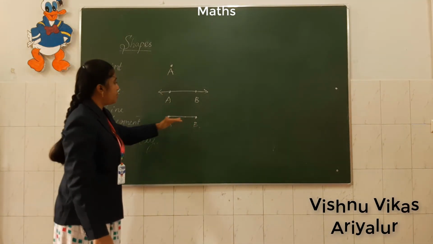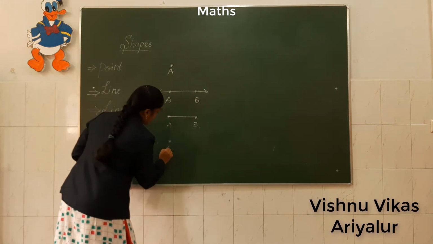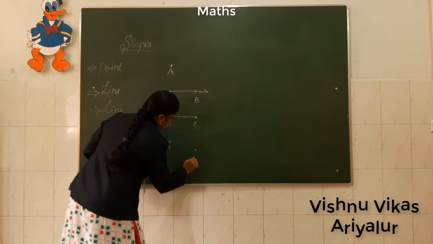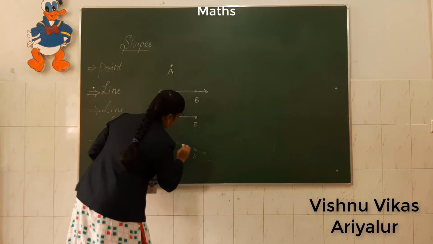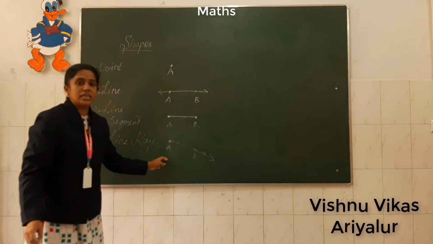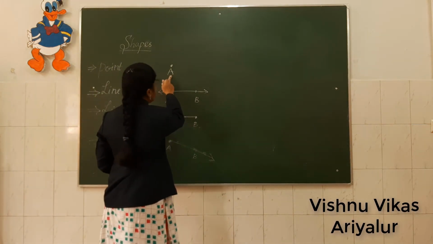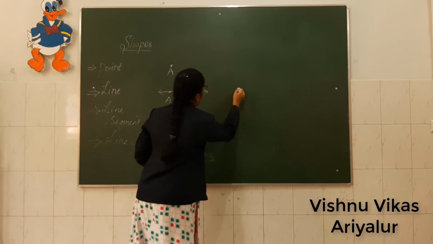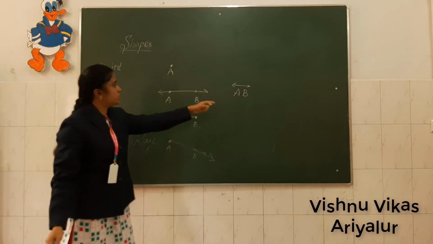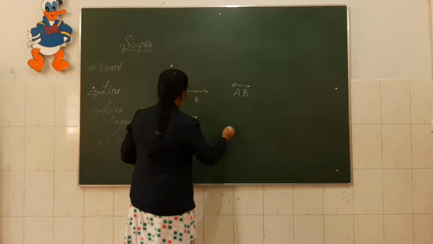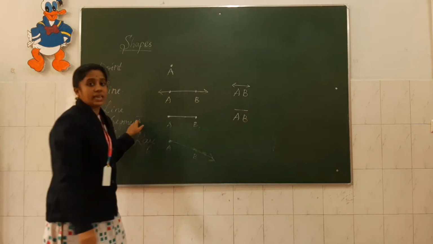Okay, children. So this is a part of the line. You cannot extend on either side. Here comes the ray. A, B. What is that? You can extend it on one side. So you can extend on one side. We call it a ray. So point A we denote with a capital letter. A line we denote with A, B is a line. You will denote the line with this symbol. AB is a line. Here, line segment. AB is a line segment.